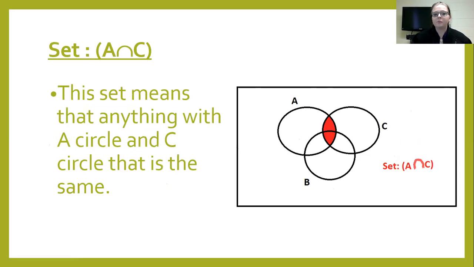And so set A upside down U C, the intersection. So this is a new one. This set means that anything with A circle and C circle that is the same. That means we're not paying attention to what all A and all C have this time. We're looking at what just A and C have together. That's what we're going to be looking at, that amount, that number, or whatever it is we're going to be watching for. And it doesn't matter what that B is in here because it's part of A and C. So that's going to be included.